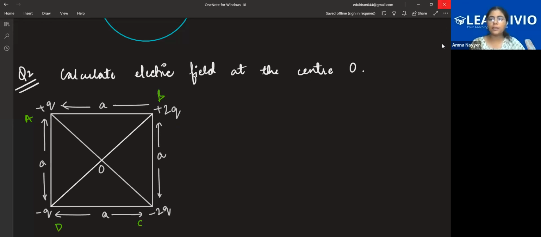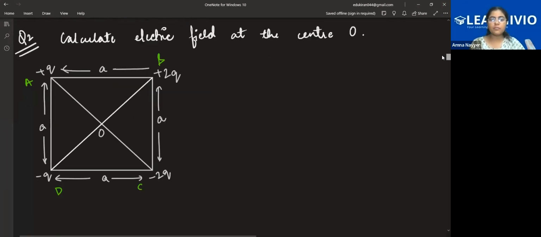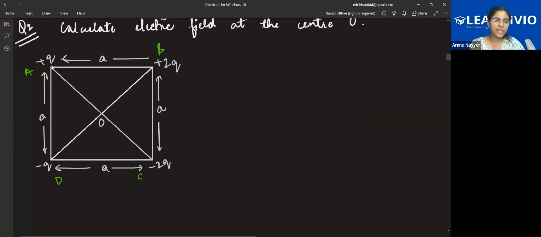So when I'm talking about plus Q, the field moves away from the charge. If I move towards plus Q, that will be towards it; if I move towards minus Q, that will be away from plus Q. Understood? So this will be the direction of electric field due to A.